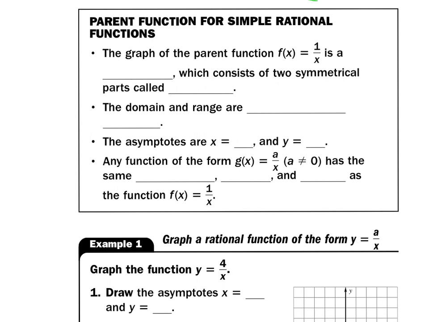The graph of a parent function f of x equals 1 over x is a hyperbola. Hyperbola makes you sound a little smarter. It consists of two symmetrical parts called branches. We're going to graph this in just a minute, but you need to know the terminology. They're called the branches.